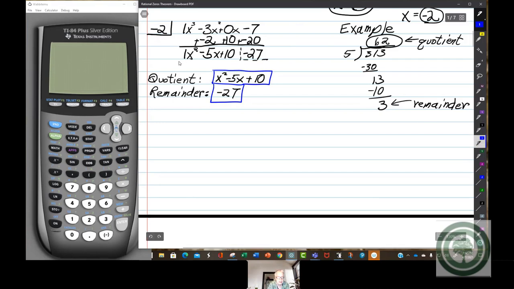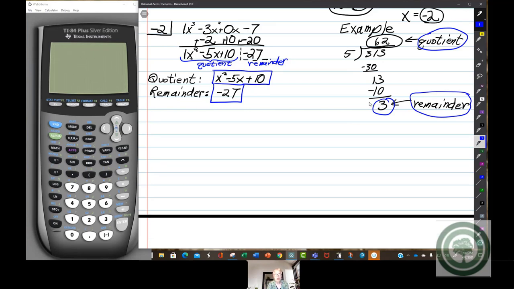So this part is your quotient. This part is your remainder. Just like over here, when you divide, the answer is a quotient. Well, that part of the answer is a quotient. And if you have a remainder, well, that's the remainder. Same thing. When the remainder is zero, it's much better.